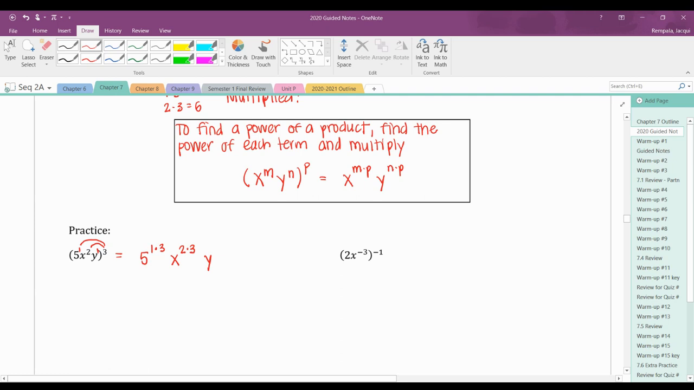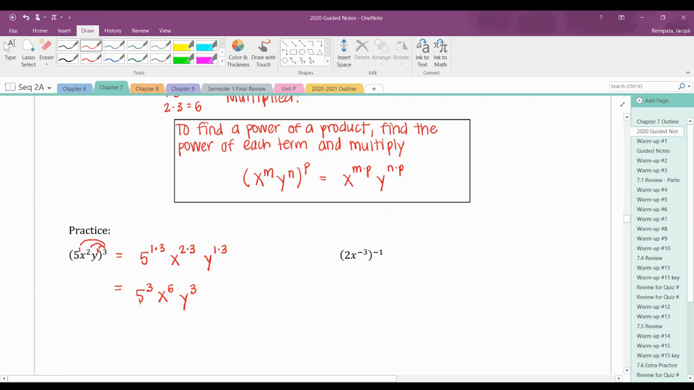Keep the base of y. Its exponent was 1. The 3 is going to get multiplied by it, so we have 1 times 3. So notice that, keep the base of 5. 1 times 3 is 3, so we have 5 to the third power. Keep the base of x. 2 times 3 is 6. Keep the base of y. 1 times 3 is 3.